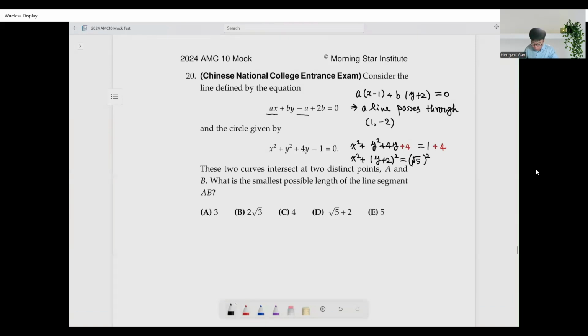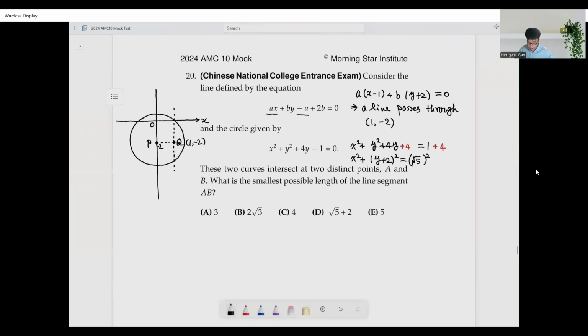So let's sketch this curve. A circle with the center (0, minus 2). Here's the x-axis. Here's the y-axis. That's called the origin O. The center, that's called P, which has y-coordinate minus 2. And the line passes through the fixed point (1, minus 2). Here's (1, minus 2). Let's call it Q. Q is (1, minus 2).